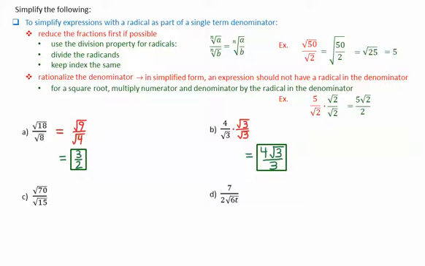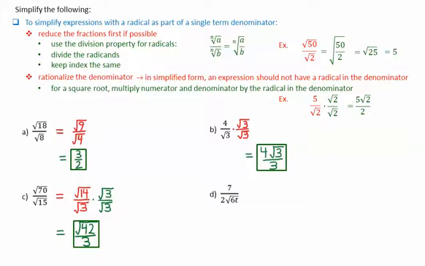For question C, here we can reduce these fractions by dividing both 70 and 15 by 5. This results in root 14 over root 3. Again, we have a square root of 3 in our denominator. We'll multiply top and bottom by root 3. This then gives our final result of root 42 over 3.